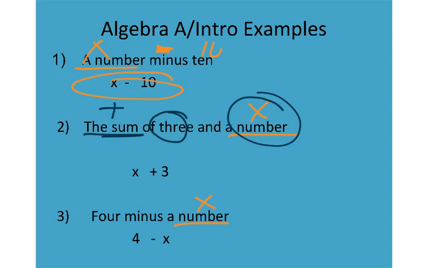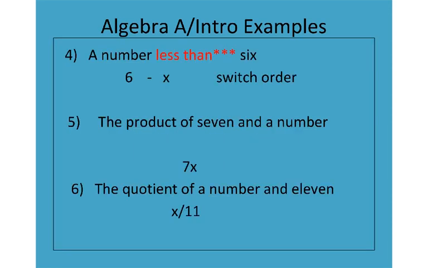The word and is not an operational word. The word and joins the two things you're taking the sum, difference, product, or quotient of in one of those problems. Okay? So this could be x plus 3, or it could be 3 plus x. Remember, when you're adding two things, the order does not matter. And number 3, 4 minus a number. Again, minus means subtraction, so it's 4 minus x. These are your more basic examples.